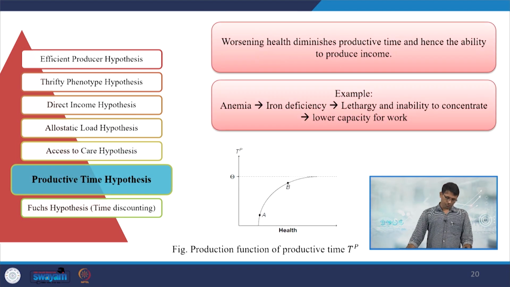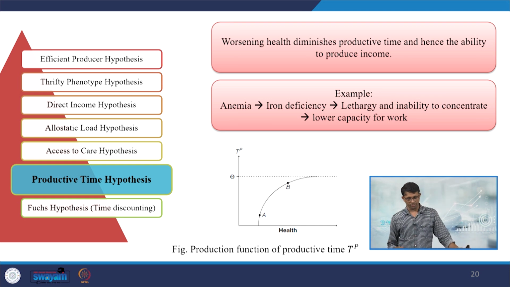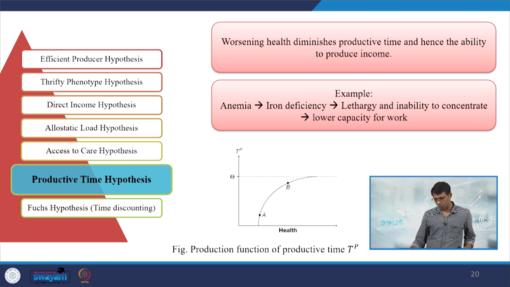Next one is related to the productive time hypothesis, where worsening health diminishes productive time and hence the ability to work effectively, and that may reduce your income if your productive time is compromised. So, we start with, like, anemia due to iron deficiency that results in lethargy and inability to concentrate. Hence, it has consequences in terms of capacity to work. So, there will be low capacity to work; the higher the health, the better the productive hours we have.